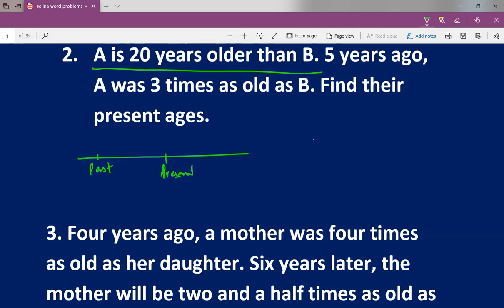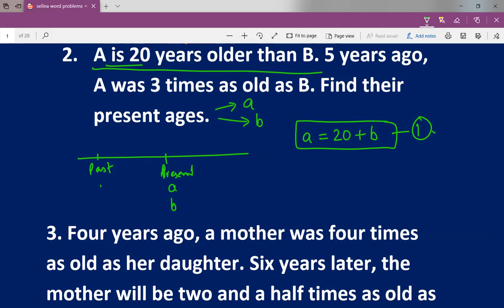So again, I assume A's age to be A and B's age to be B. As on today, if this is A and this is B, the relationship that I have is that A is equal to 20 more than B. I hope this is clear.